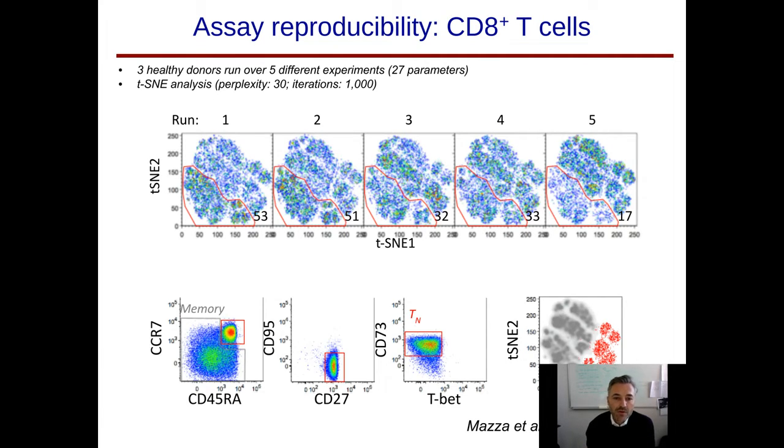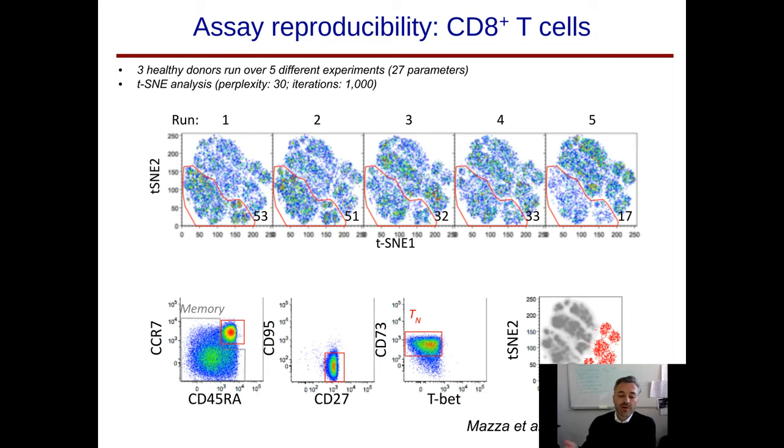So here we took 3 different healthy donors that we ran PBMCs from, over 5 different experiments. It was a 27 parameter panel. We ran over 5 different experiments on 5 different days. And we isolated the CD8 cells in this case, and then we ran t-SNE by using the parameters that are indicated here. And then we debarcoded.